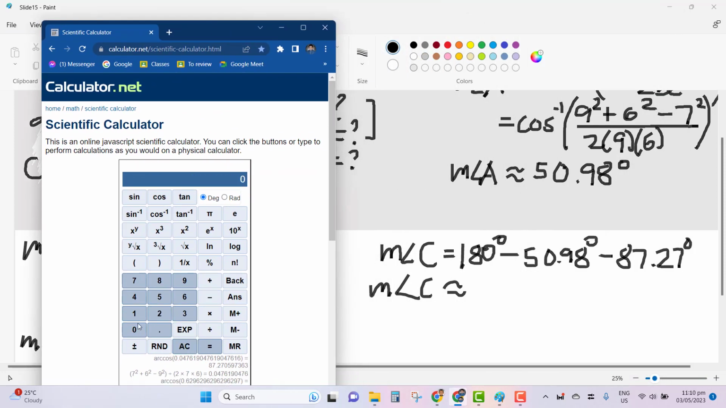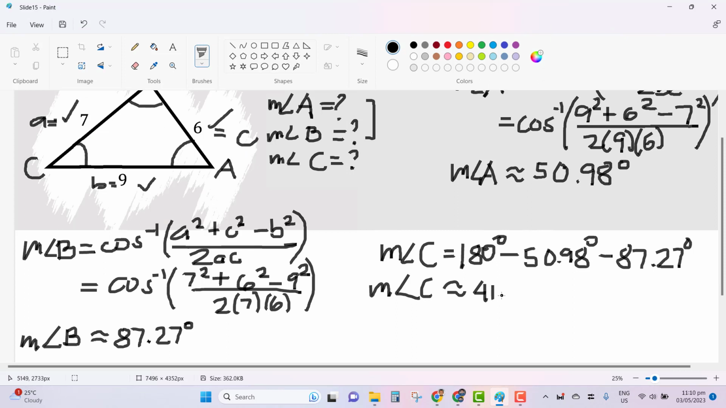So the measurement of angle C is not exact, but it's rounded off, so it's an approximation. So you have here 180 less 50.98 less 87.27. Don't be confused with this. It has 2 decimal places, but because 2 of your values here, specifically 50.98 degrees and 87.27 degrees, are already rounded off, this is also an approximation. Approximately 41.75 degrees. Now we are done solving.